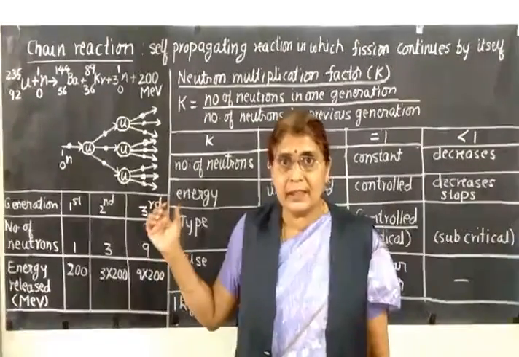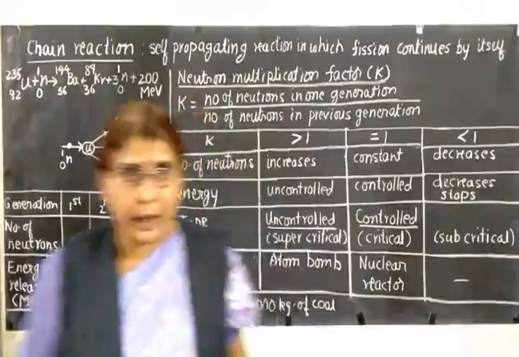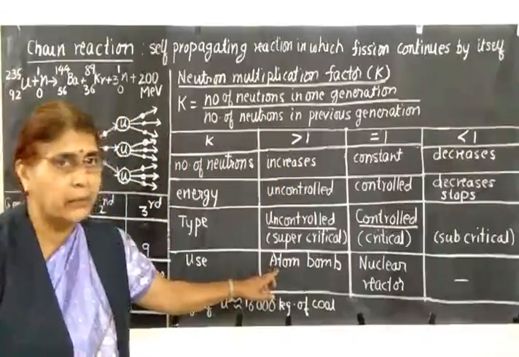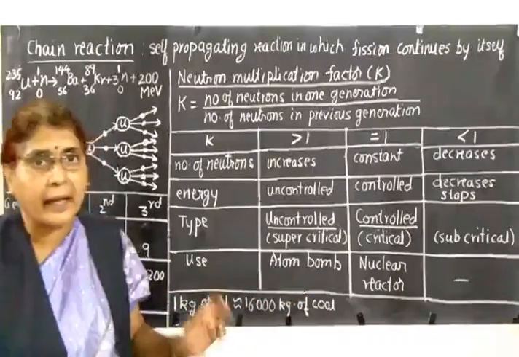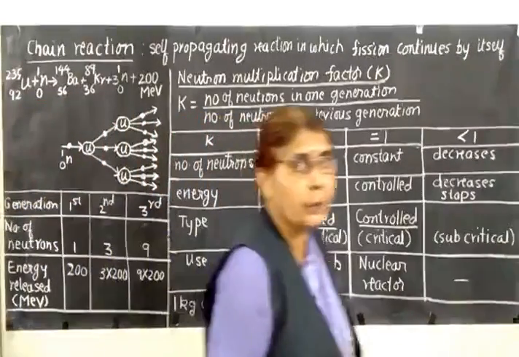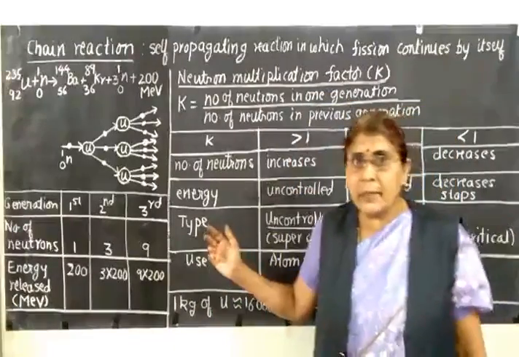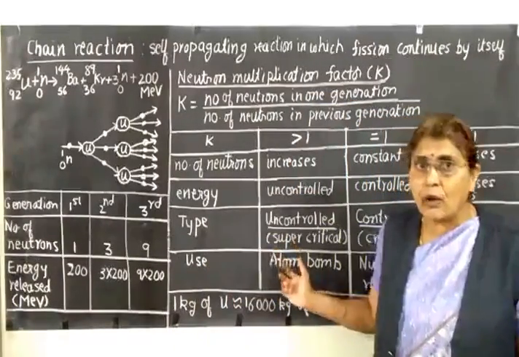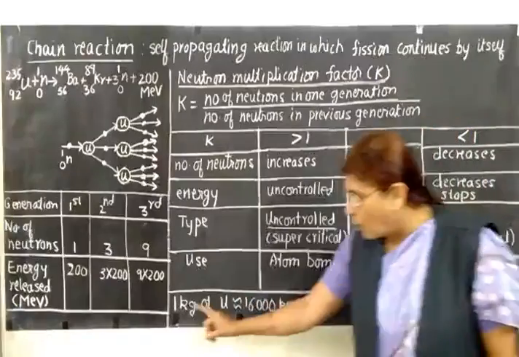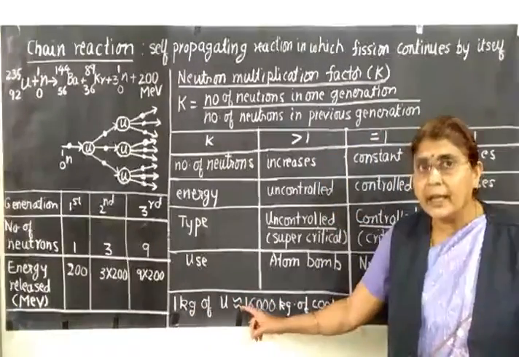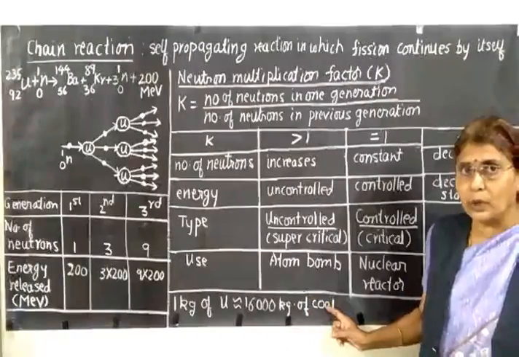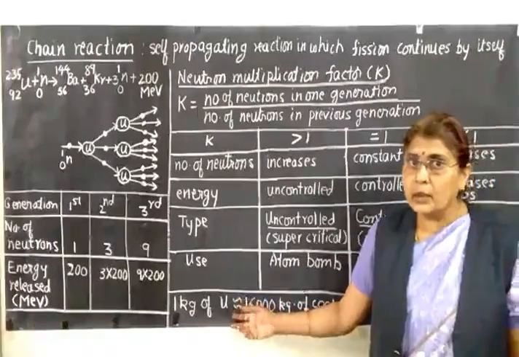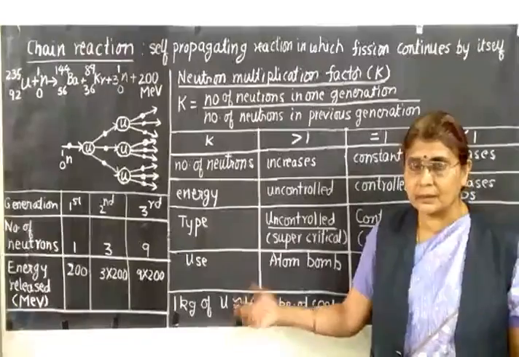So this destructive use of uncontrolled chain reaction is nothing but an atom bomb. So the use is an atom bomb. And you can imagine how much energy is released. Suppose you compare energy released by uranium atom to that of coal. It is found that 1 kg of uranium is equivalent to 16,000 kilograms of coal. So this is how the nuclear energy is very tremendous.